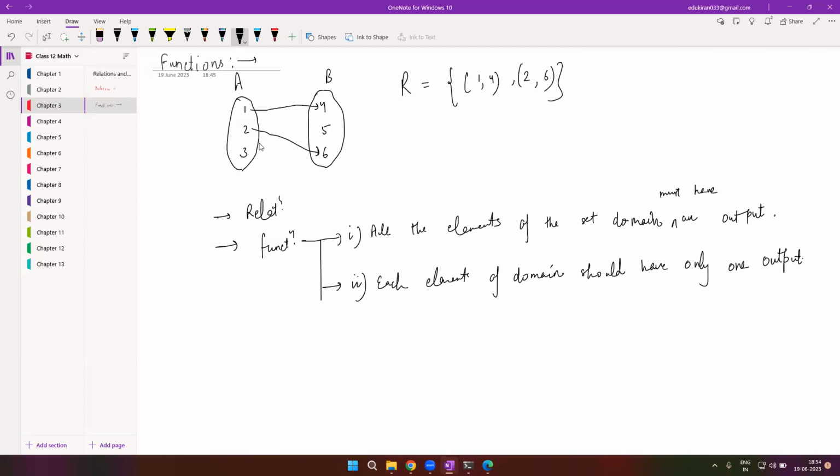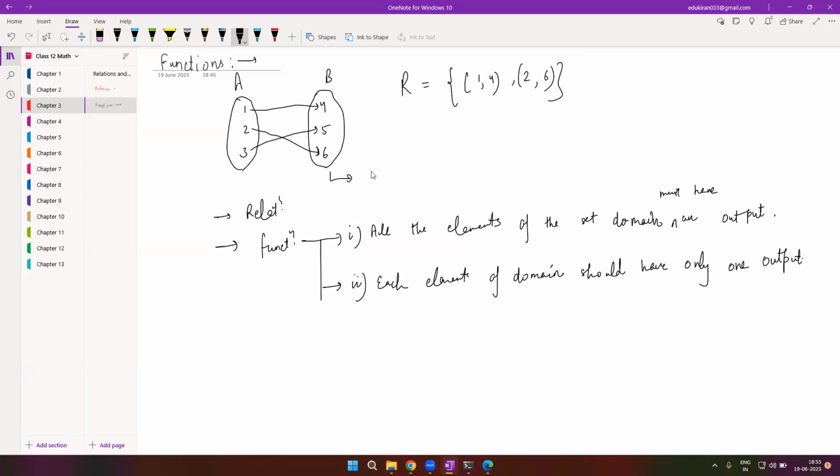Now consider this situation. Let's say the relation was this: 1, 4, 2, 5, 3, 6. Now see, all of the three elements of the input set have an output, so the first condition is satisfied here. Now let's come to the second condition. It says each element of the input must have a single output. So one should have only one output. It can be anything, but should have only one. One should not have two outputs. Right now, 1 has only one output, 4, 2 has 5, 3 has 6.